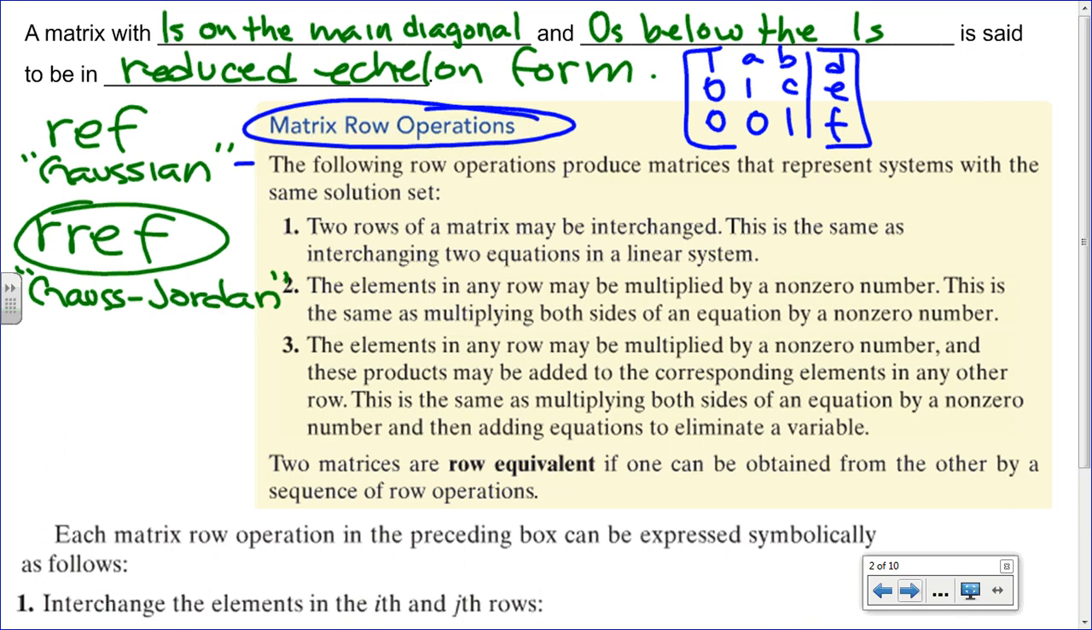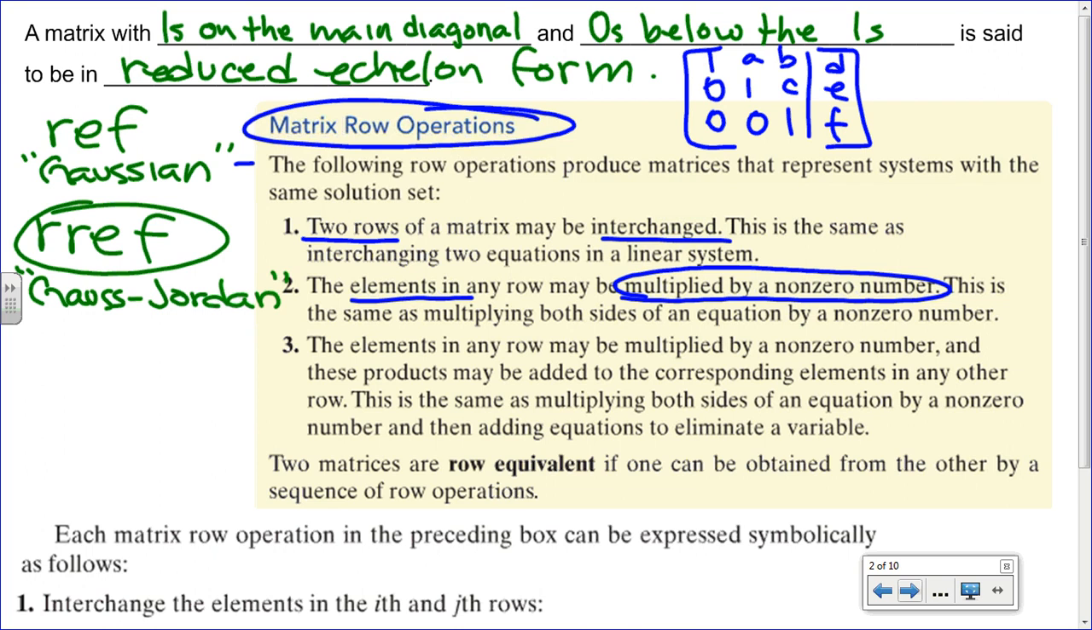So one of those is that two rows of a matrix could be interchanged. So underline, highlight, something like that. And that is equivalent to interchanging two equations. Another row operation is that the elements, remember the numbers, in any row may be multiplied by a non-zero number. So you can multiply by a constant that is positive or negative, but not zero. Because if you multiply the whole equation by zero, you just get zero, right?